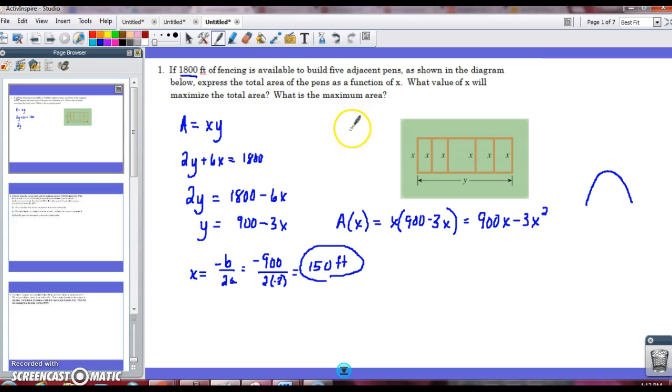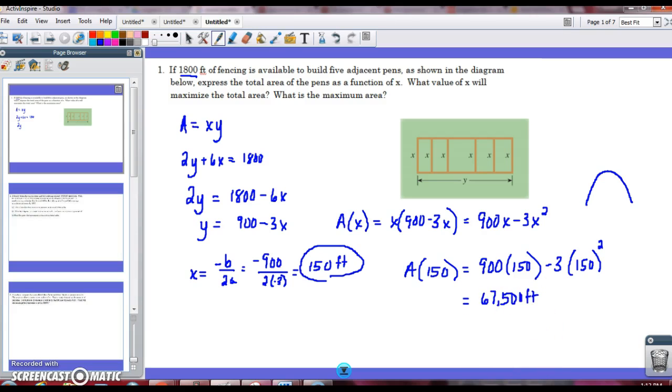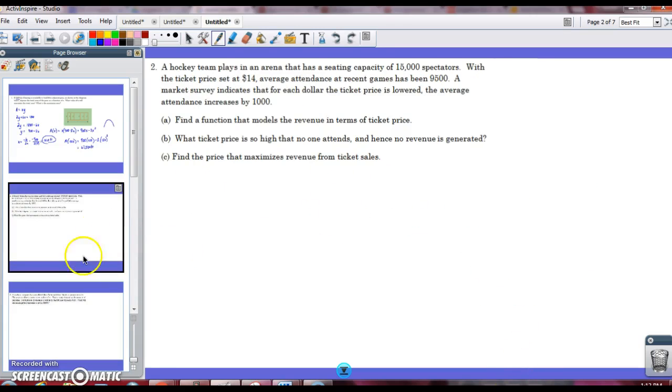The last part says what is the maximum area, and so we can go ahead and substitute into our function. So basically A of 150 is equal to 900 times 150 minus 3 times 150 squared, which comes out to be 67,500 square feet. Okay, so pretty straightforward, but that's what you have to do. You need those two equations.